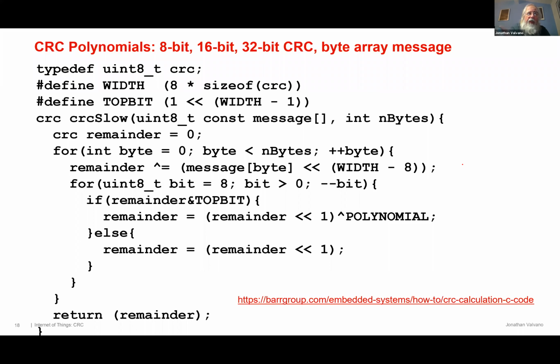So we can take any message which is formulated in bytes. So you can't send 102 bits. You have to send a multiple of 8 bits, but you can send any number of bytes. It also works. This particular code is obviously set up for 8-bit CRCs, but because of the typedef, it would work for a 16 or 32-bit CRC as well.